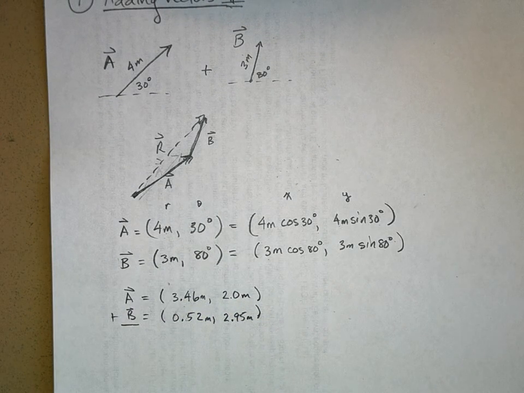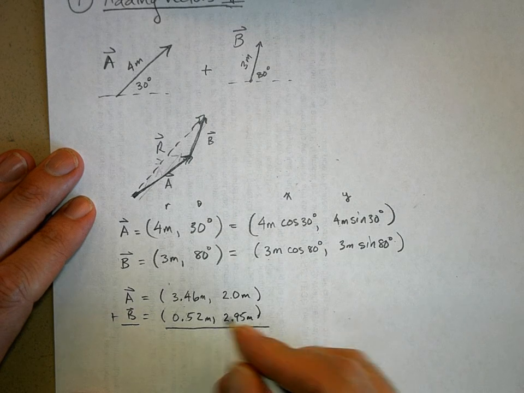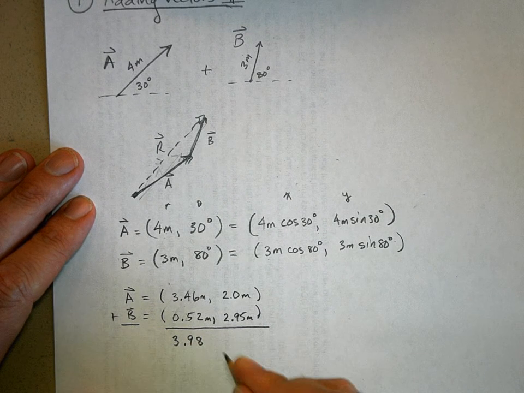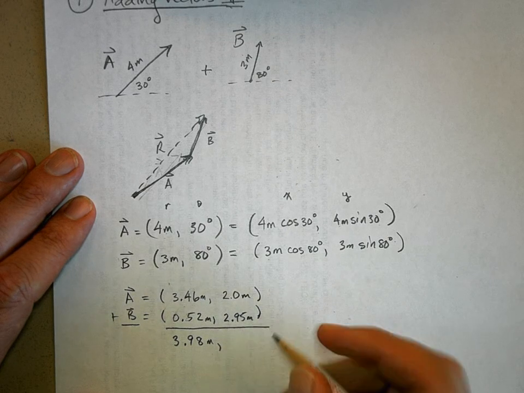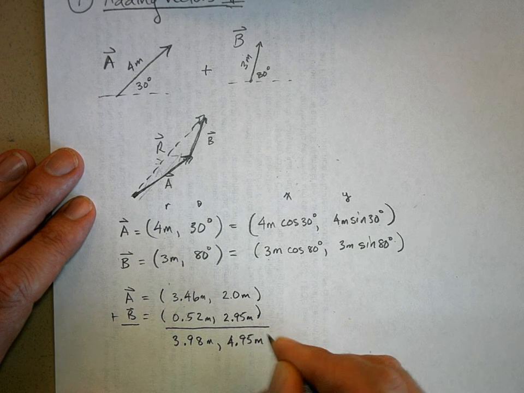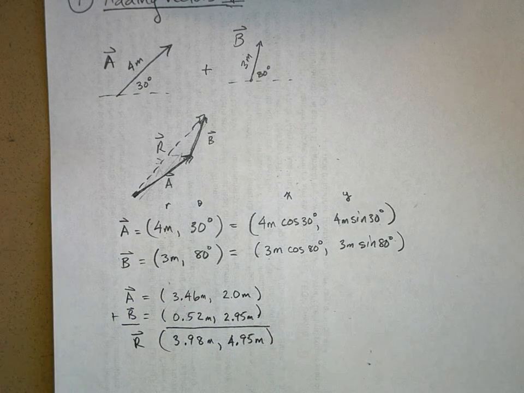Now I'm in rectangular coordinates, and I can add them. This is 3.98 meters. And this is 4.95 meters. That's my resultant vector in rectangular coordinates.